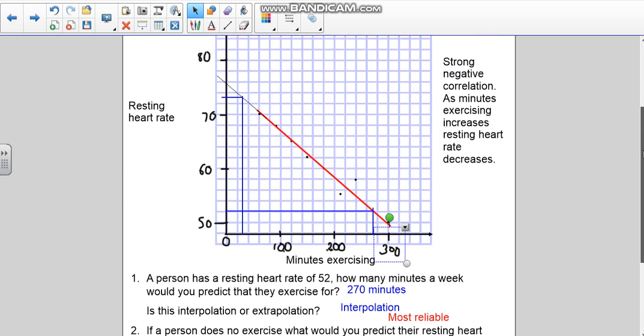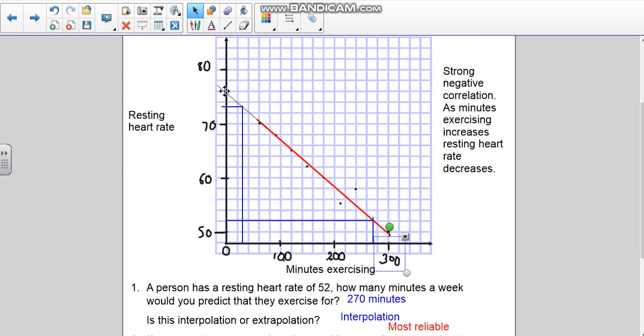Partly because again it's further from the data, but also we can't assume that this bit's going to be linear. There might be some other pattern going on the fewer minutes you exercise. But 30 minutes is closer to the set of data than 0 minutes.